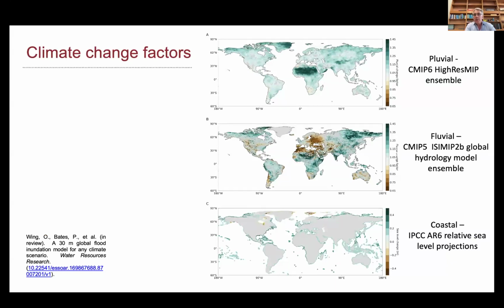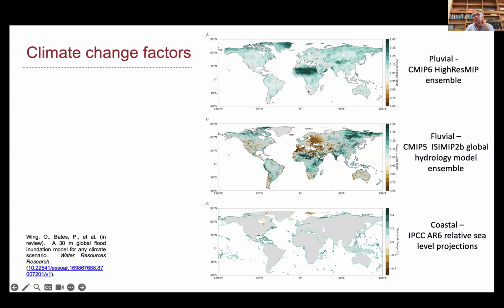And then to do the climate change analysis, we need some climate change projections. So here what we're using are different CMIP5 and CMIP6 ensembles. For pluvial, we use a high resolution climate model ensemble because that captures rainfall better. For coastal, we use the IPCC AR6 relative sea level projections. And for changes in fluvial flows, we use the CMIP5 archive using the ISIMIP2B global hydrology model ensemble.